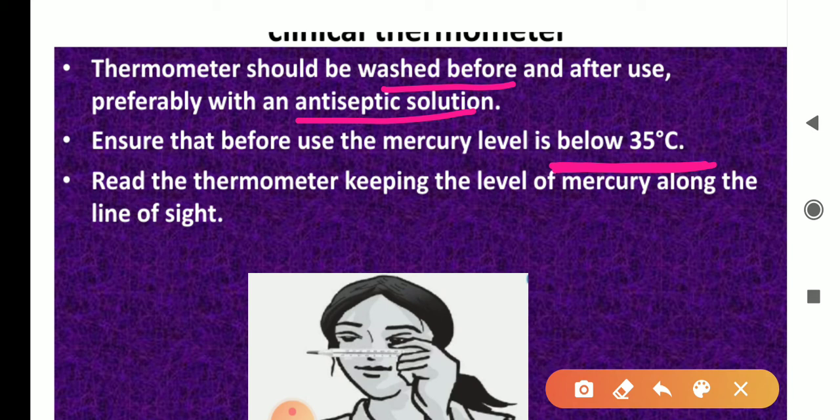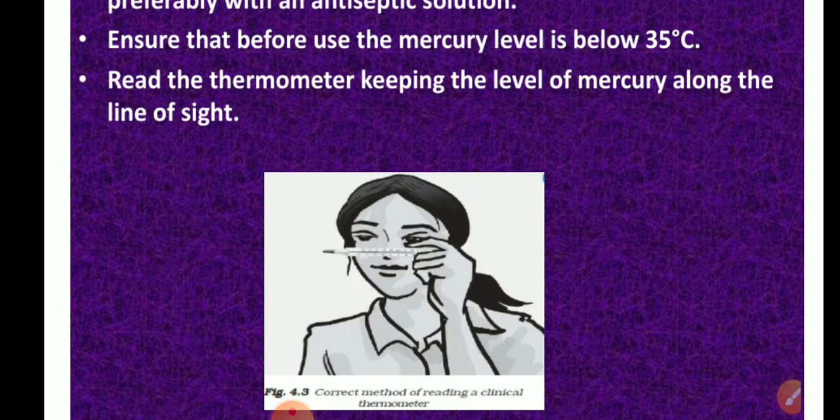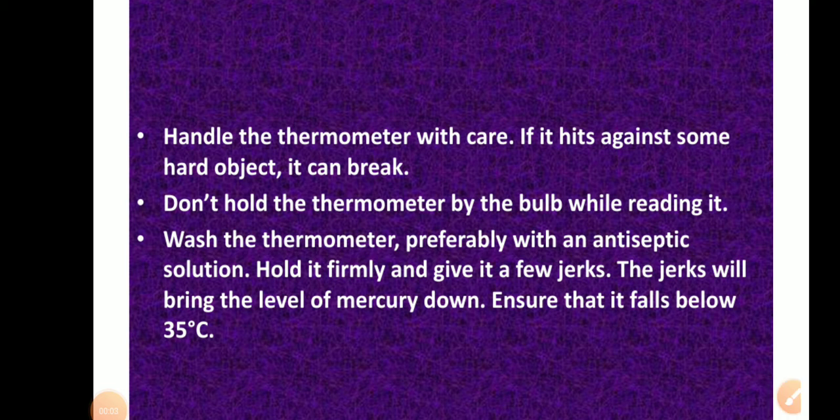Read the thermometer keeping the level of the mercury along the line of sight. You can see in the diagram also like this. Your hand should be parallel to the sight, not down and not above the sight, so that you can get the correct measurement. Now next is handle the thermometer with care because it is made up of glass. If it hits any hard object, then it may break.